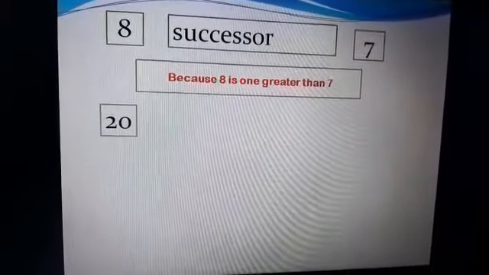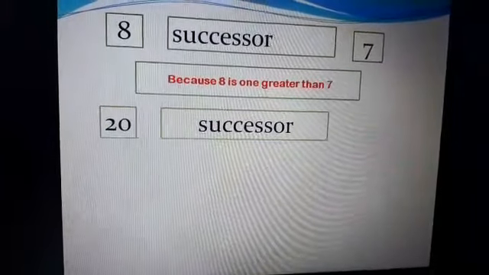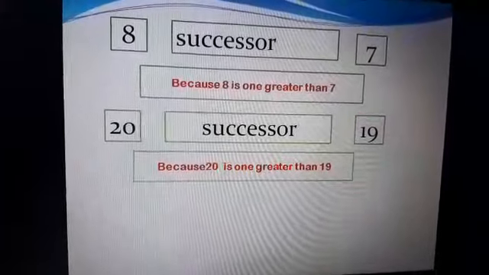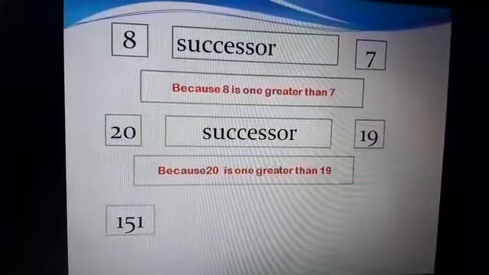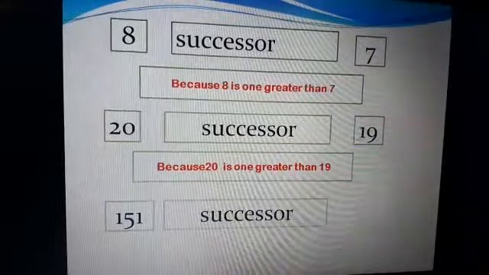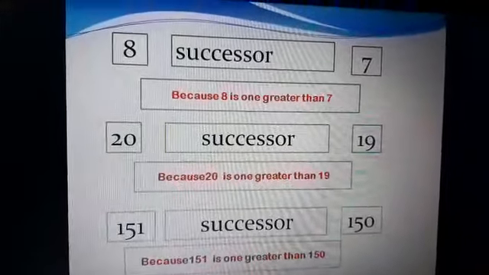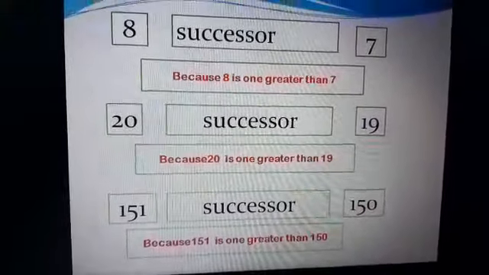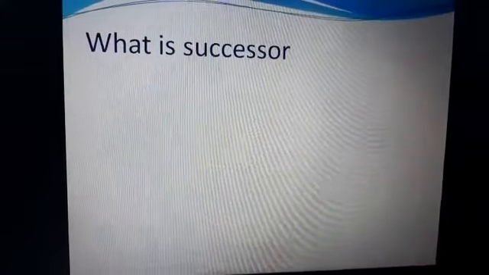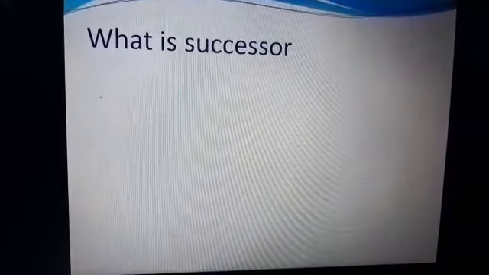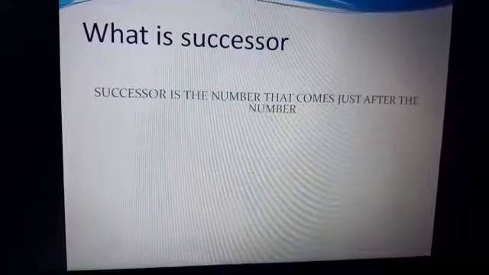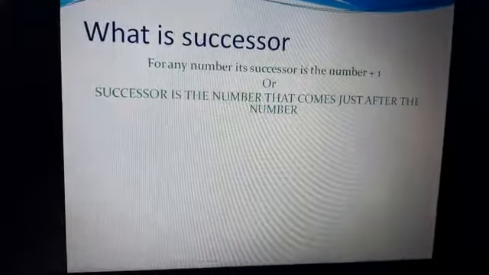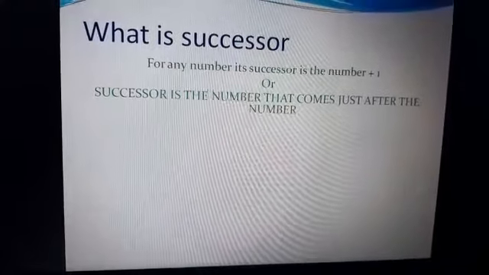What about number 20? It's a successor of which number? It's a successor of number 19 because 20 is 1 greater than 19. What about 151? It's a successor of which number? 150, because 151 is 1 greater than 150. So what we have learned right now is that a successor is a number that comes just after the number, or for any number, its successor is the number plus 1.